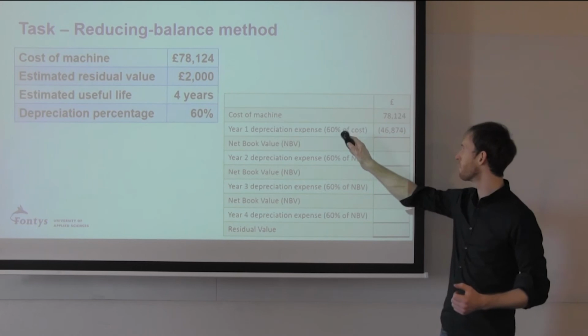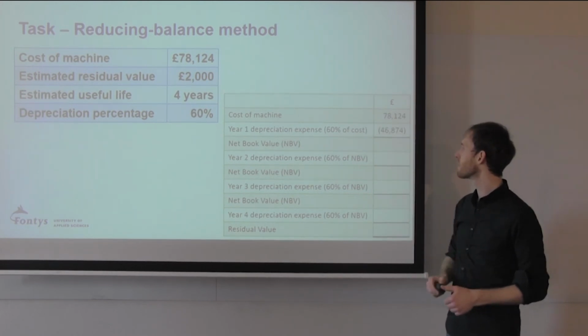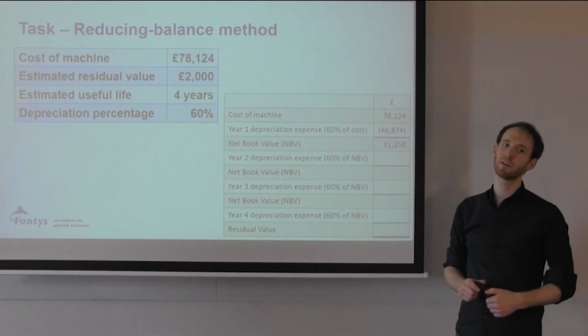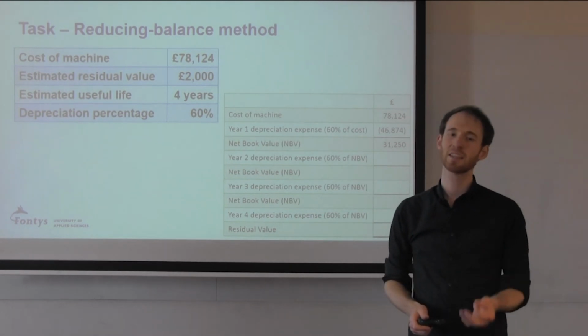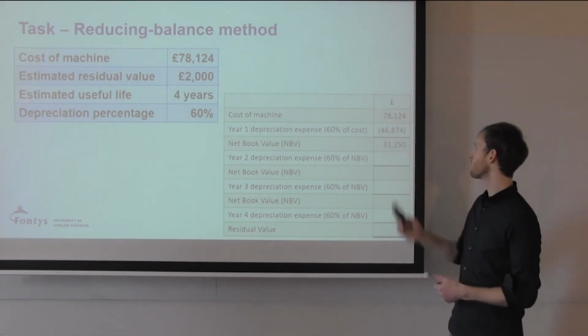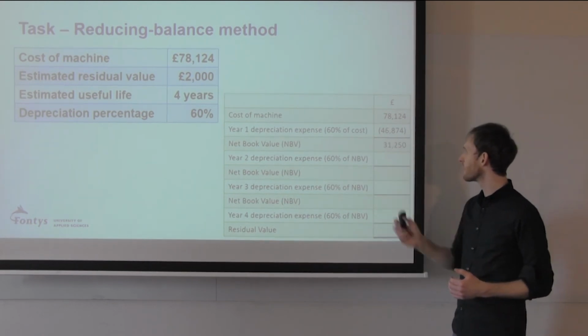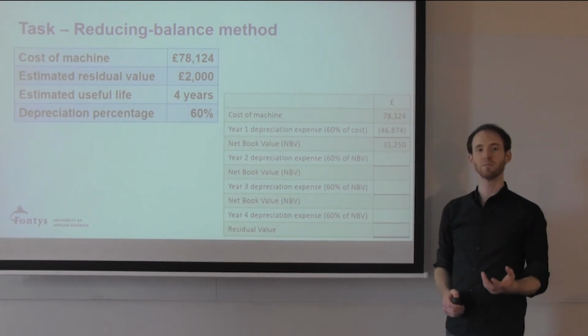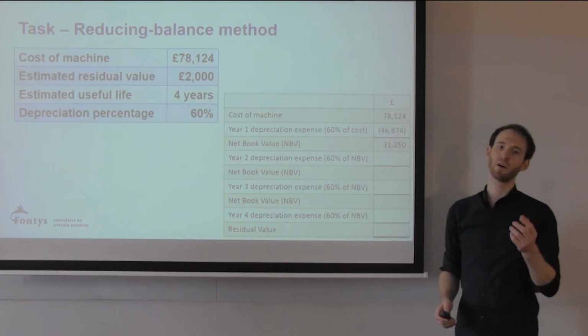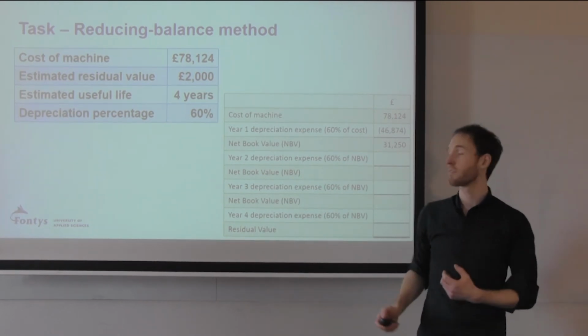So in this case, we have this minus this, which gives us the net book value of 31,250. So after the first year, the asset is still worth 31,250. And now we can go on like this. So 60% of this gives us the depreciation for the second year, because it's always 60% of what the asset was worth, so of the net book value.